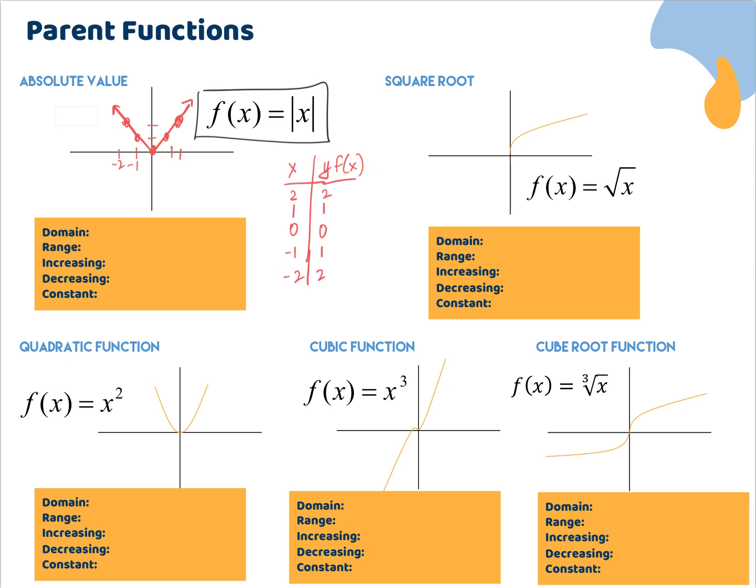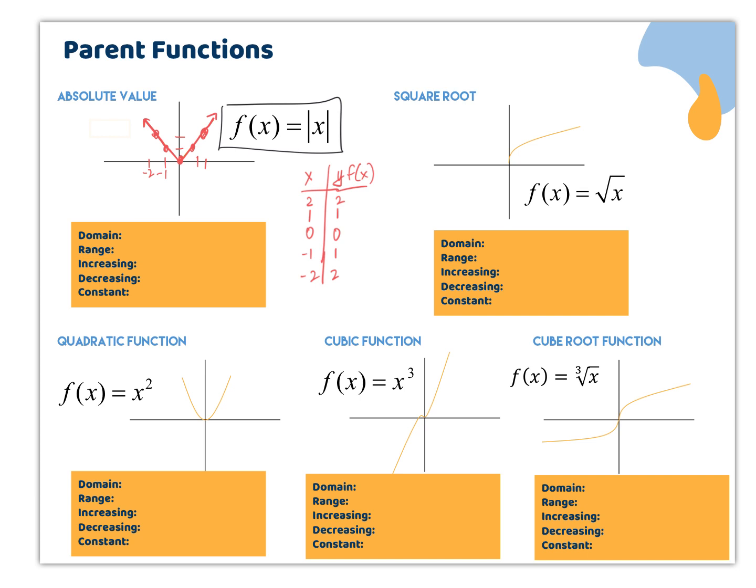Your domain, remember, is always all real numbers unless x is in a denominator or in a radical. So your domain is going to be -infinity to +infinity. And your range, notice that if you go from bottom up, your lowest point is 0, and then it goes to +infinity. We're not going to worry about these today. Okay, and so again, absolute value, V-shaped.